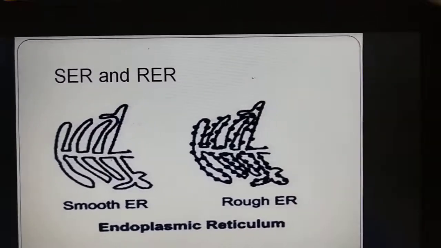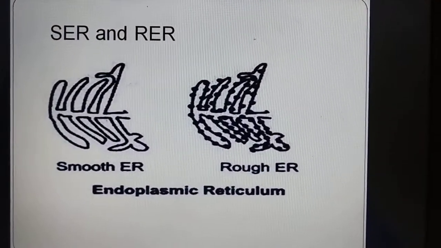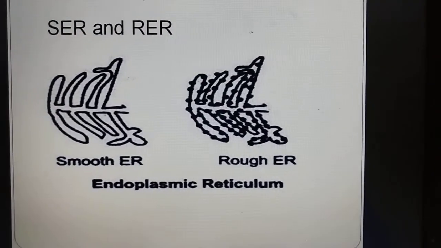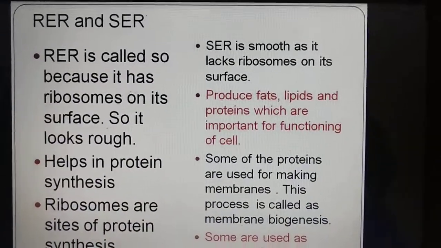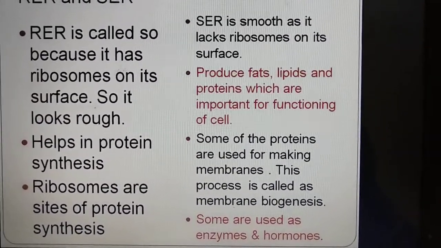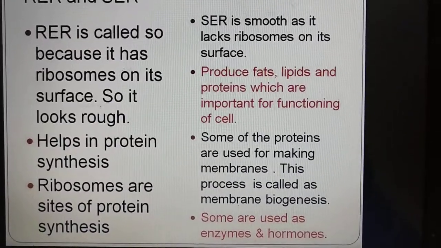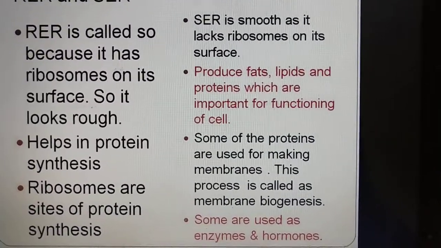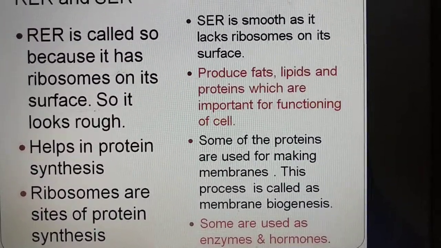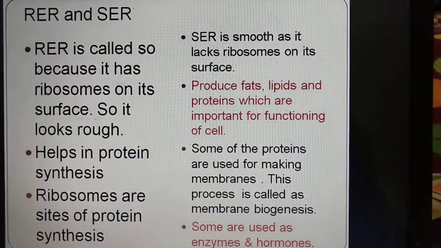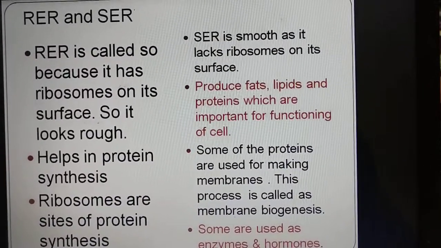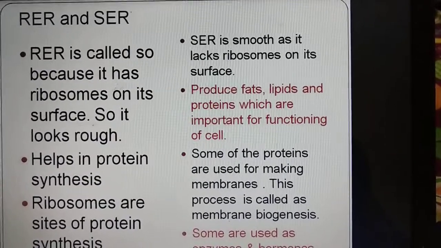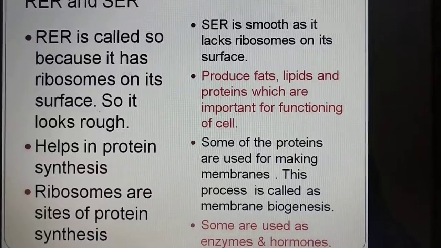Now, there are two types of endoplasmic reticulum. One is RER and another one is SER. Let's find the difference between the two. RER is called so because it has ribosomes on its surface. When I showed the structure, it had some dot-like structures on it. Those are ribosomes. Because of these ribosomes, RER looks rough under the microscope. So it is called rough endoplasmic reticulum.